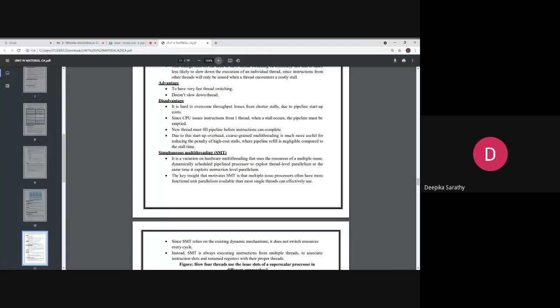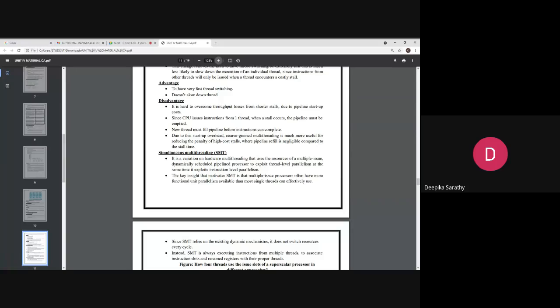Next, what is simultaneous multi-threading? It is a variation on hardware multi-threading that uses the resources of a multiple issue, dynamically scheduled pipeline processor to exploit thread level parallelism. At the same time, it exploits instruction level parallelism.